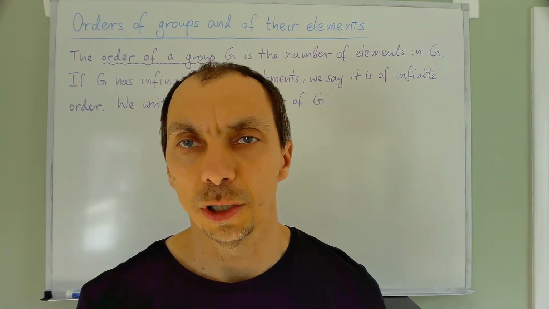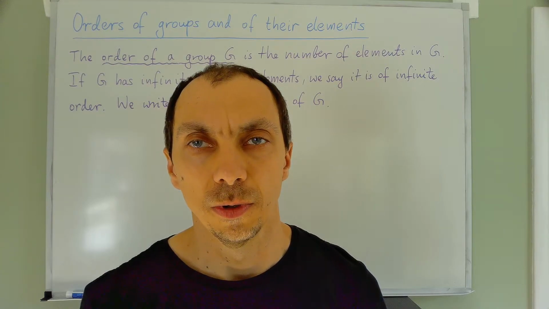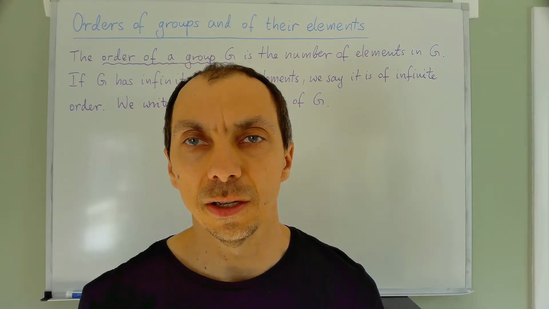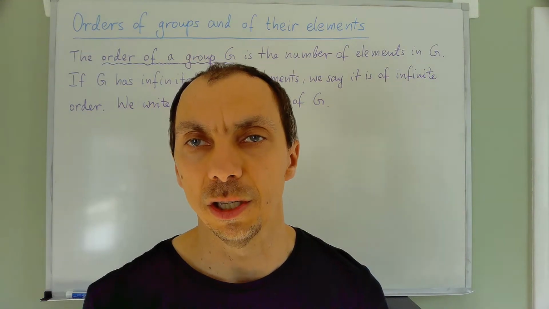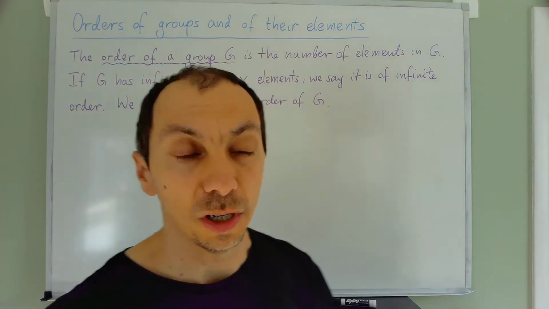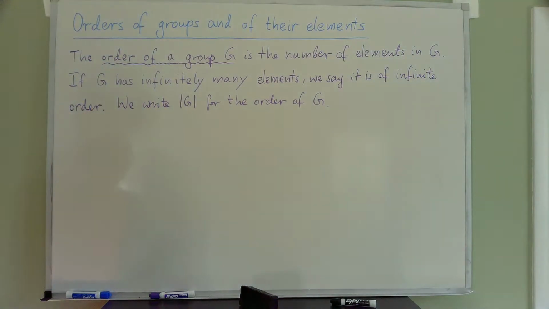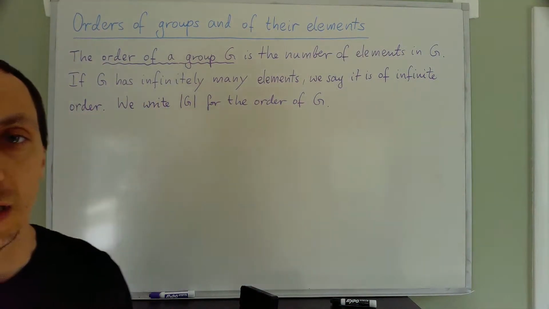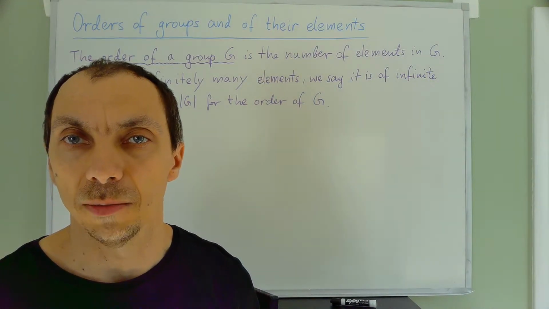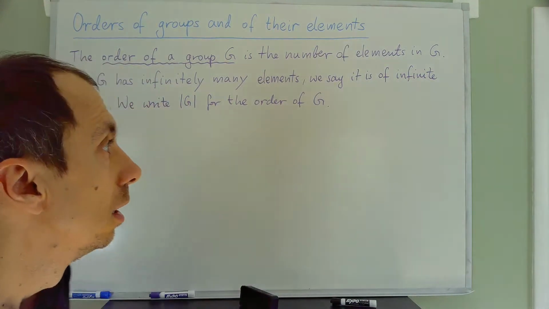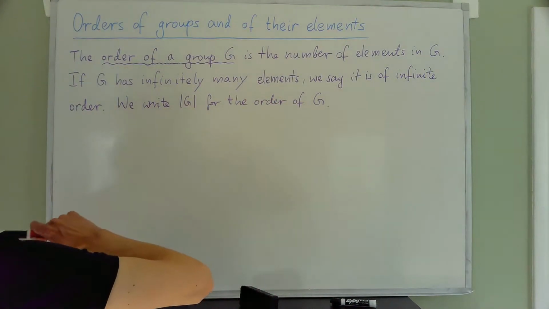One type of order we're going to be talking about is the order of the group. The other, more refined version of it is the order of the elements in a group. So we start with the order of a group. What is it? That's actually a very simple notion. The order of a group G is just how many elements it has. So it's the number of elements in G.